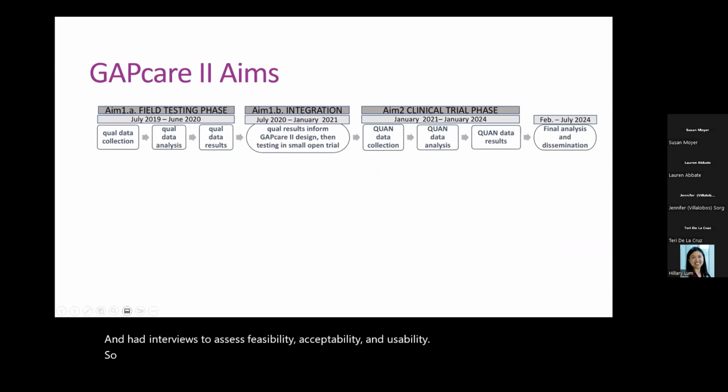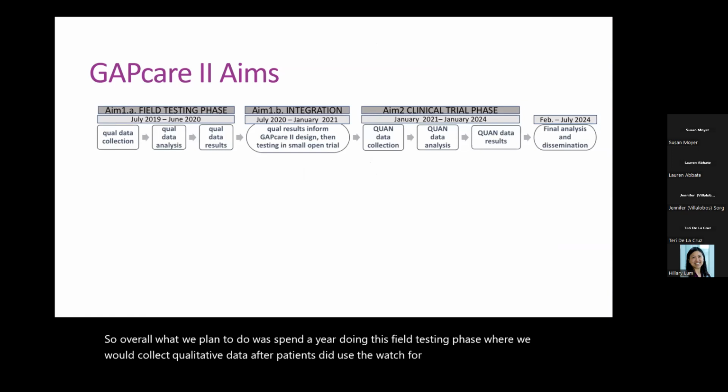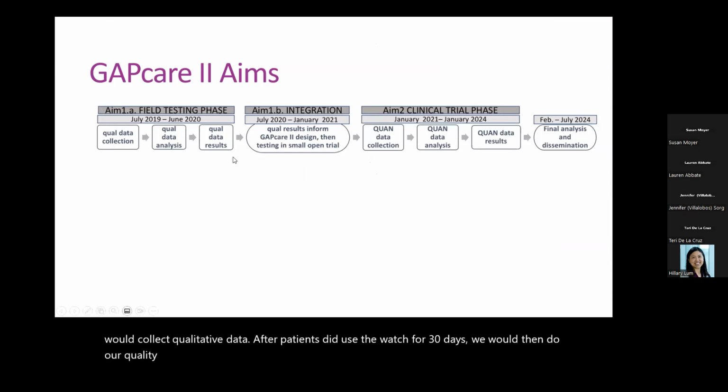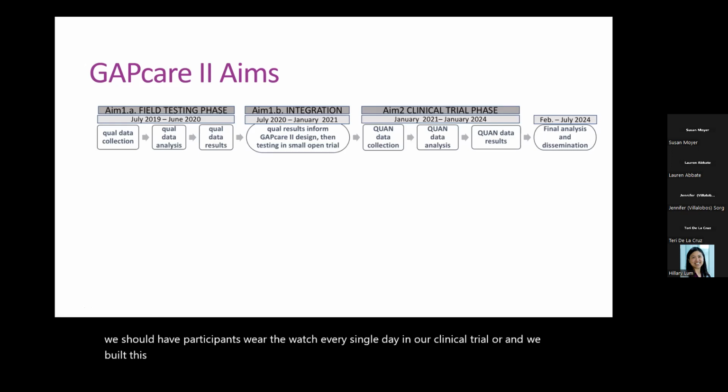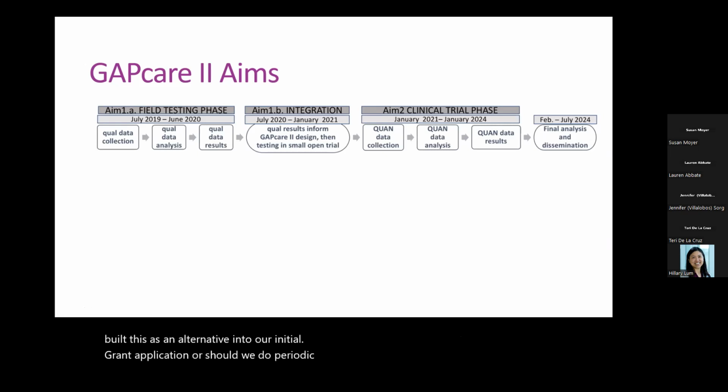So overall, what we planned to do was spend a year doing this field testing phase where we would collect qualitative data after patients did use the watch for 30 days. We would then do our qualitative data analysis. Finally, we would allow this qualitative data to inform whether we should have participants wear the watch every single day in our clinical trial, and we built this as an alternative into our initial grant application, or should we do periodic measures using the Apple Watch?